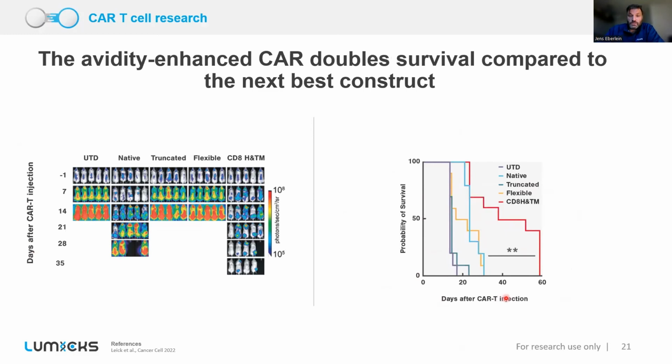And here also, long story short, what we could show is that the only one that improved survival of the mice was the CD8 hinge and transmembrane domain. It's shown here on the right-hand side, the red line.